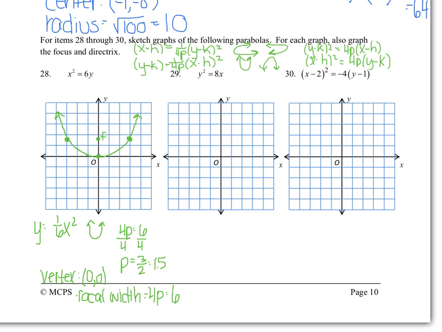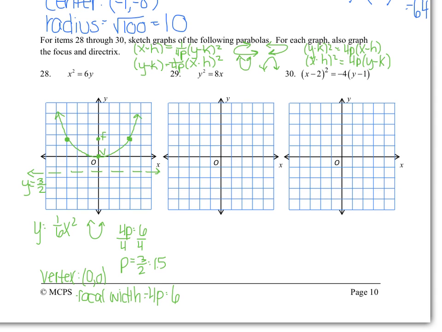And the last thing we need to put in is the directrix. This is my vertex. My directrix is p units below, and it's a line. So I'm going to go 1.5 units below, and that's going to be my directrix. It's always good to label your directrix with the equation. So y equals negative 3/2 is the equation of that line.